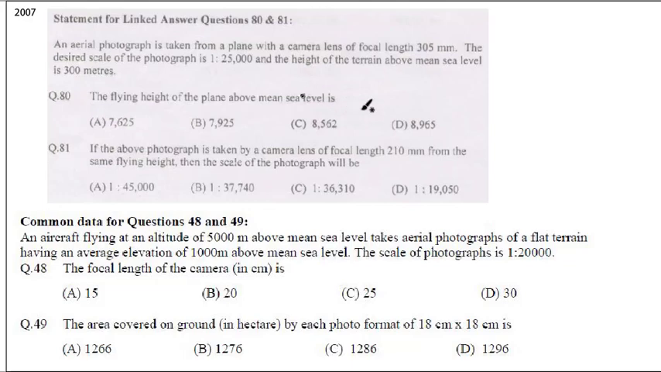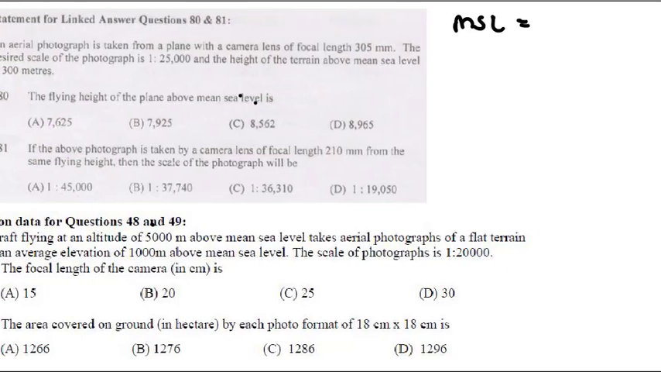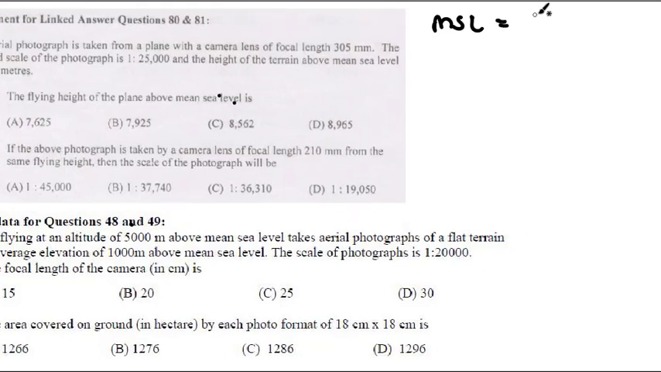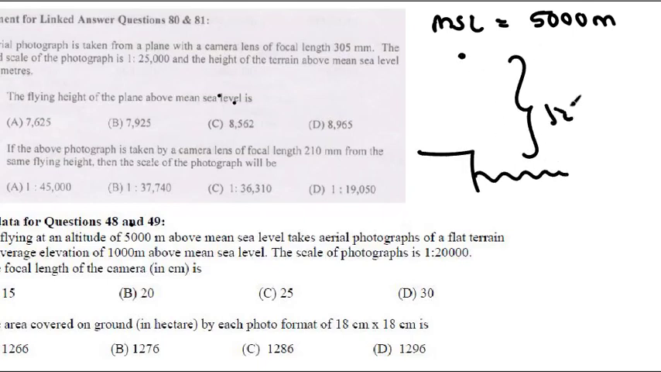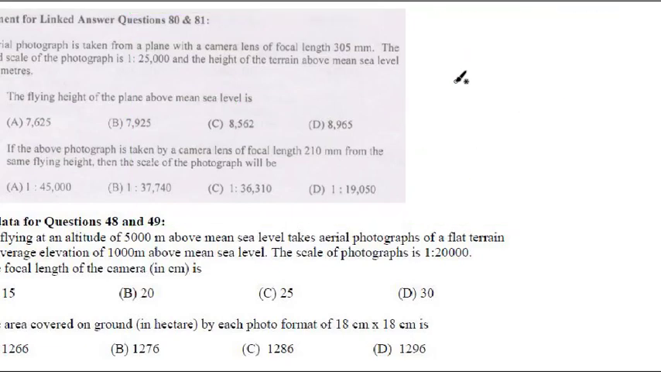So now, the total altitude above mean sea level is 5,000 meter. Terrain is 1,000 meter above mean sea level. So the height from the terrain to the flying point, this is 5,000, this value is 1,000, will be 4,000. The scale of the photograph is 1:20,000.